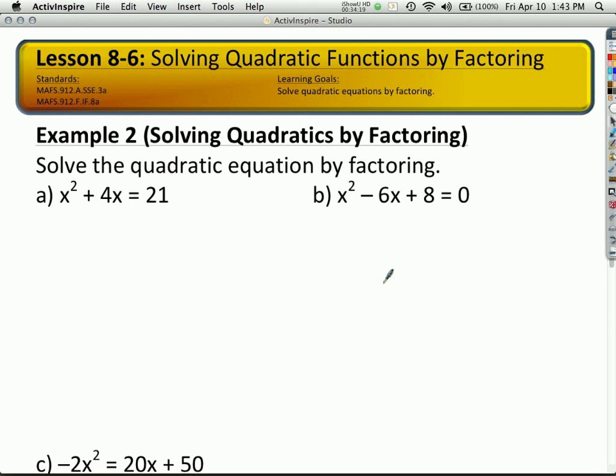We also want to try and keep things positive. I'm not saying keep things positive as far as the attitude. I'm thinking positive numbers. So we could move the x squared over here, and we could move the 4x over here. But that would make those negative. So instead, let's take the 21 and move it to the left. So by subtracting 21 from both sides, we end up with x squared plus 4x minus 21 equals 0. As long as you have a 0 on one side, you can now solve it. That's part of the zero product property.